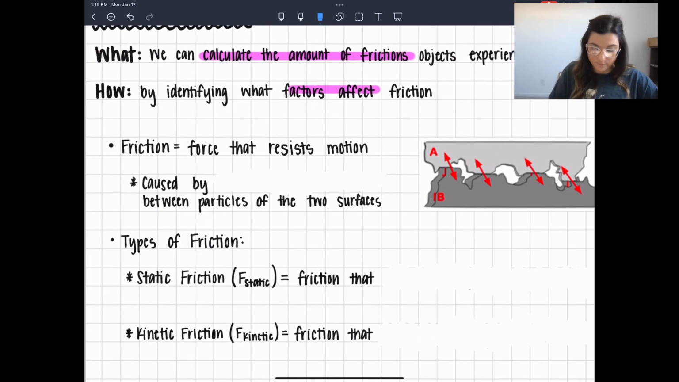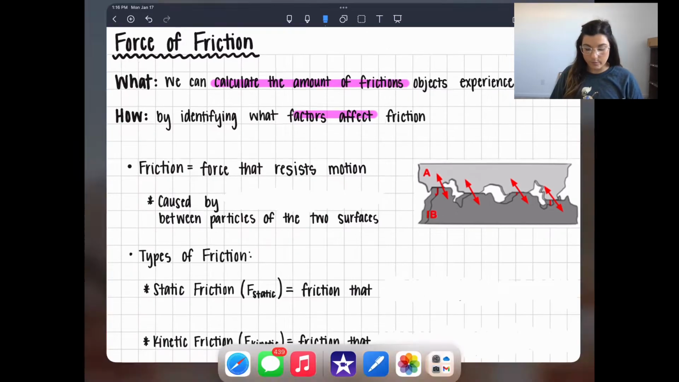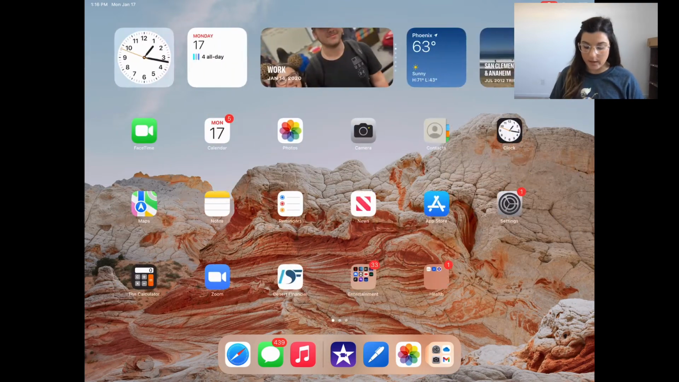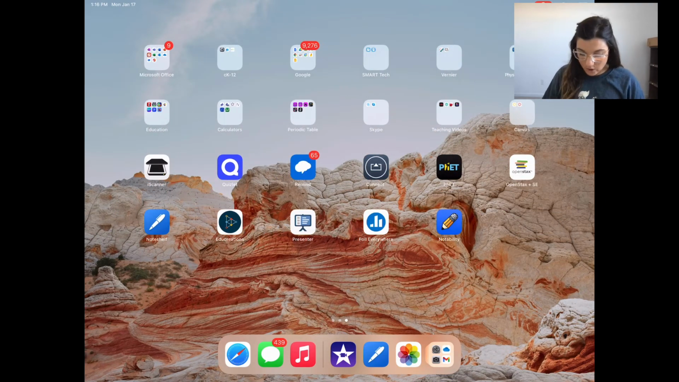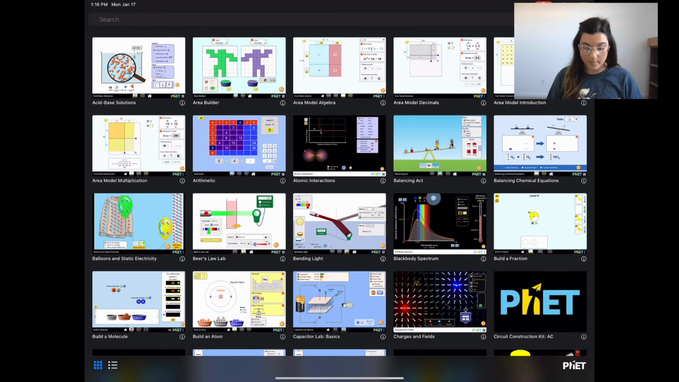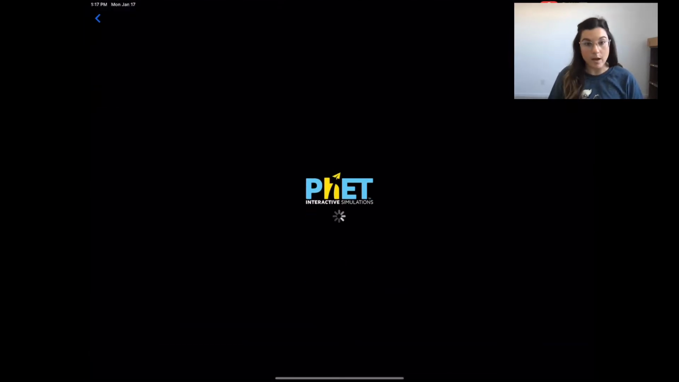So friction is a force that resists motion. So it's either a force that keeps things from moving, or while objects are in motion, it resists their movement in that direction. So friction is actually something that's caused at the particle level, the molecular level. We haven't really talked about particles in this class because that's more of a topic that you focus on in chemistry. But when we talk about friction, it is helpful to think about what's happening at the particular level.